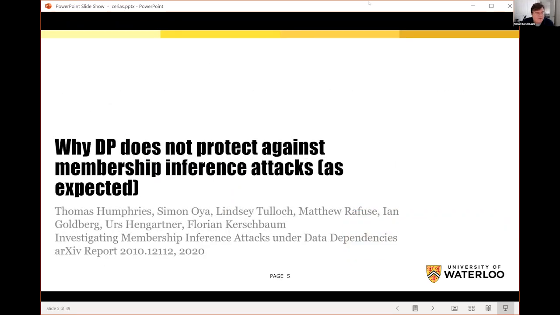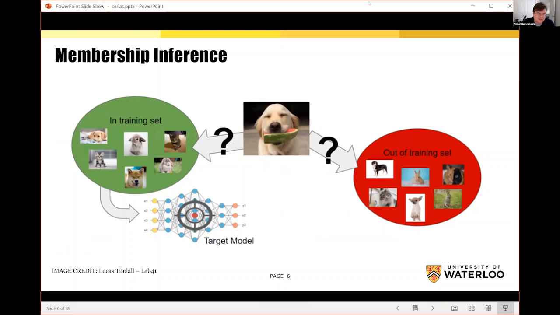So the first thing I want to talk about is why differential privacy does not protect against membership inference attacks as expected. Okay, so what's a membership inference attack? If we have a target model, a machine learning model, in this case a neural network model, that was trained on some data, on the left side you see training data with a whole bunch of training pictures, and on the right side you see the out of training set, data that was not used to train the model, with a whole bunch of pets that were not part of that training set. So given an individual sample, that picture in the middle, a membership inference attack now tries to determine: did this picture belong to the training set or to the out of training set?